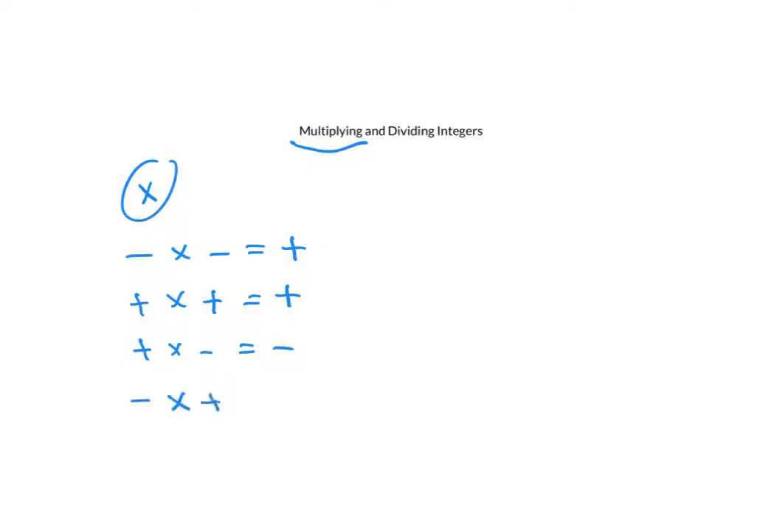When you multiply two numbers with different signs, you get a negative answer. Let me start with this: negative times negative is positive. Positive times positive is positive. Positive times negative is negative. Negative times positive is also negative. So if you multiply two values with the same sign, you get a positive value. If you multiply two values with different signs, you get a negative value.